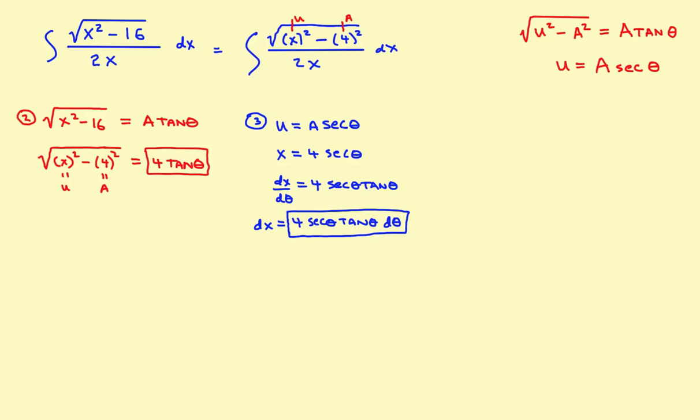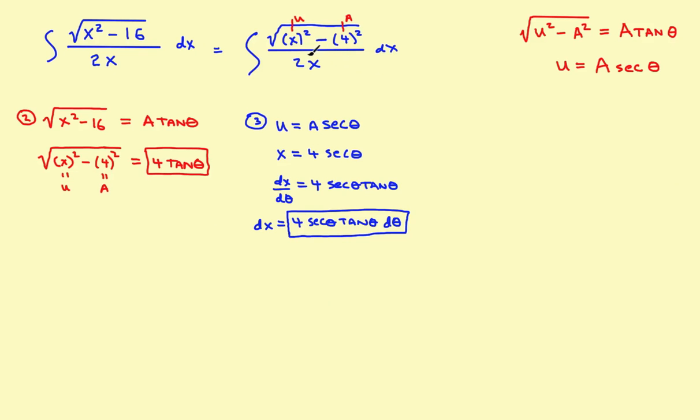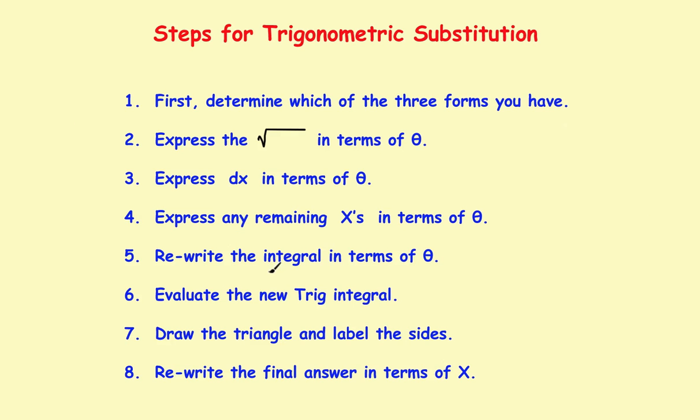So now, the fourth step says, let's take a look at it. Express any remaining x's in terms of theta. Well, in this problem, you've got one remaining x right here, so this will be step number 4. To express that remaining x in terms of theta, you can really just go to this statement right here. You know that x is equal to 4 times the secant of theta, and now you've got all the steps taken care of.